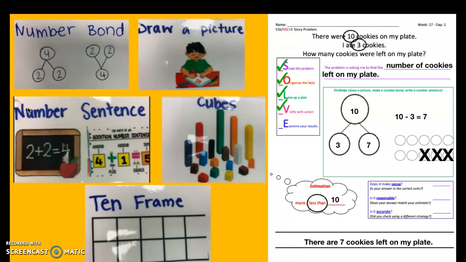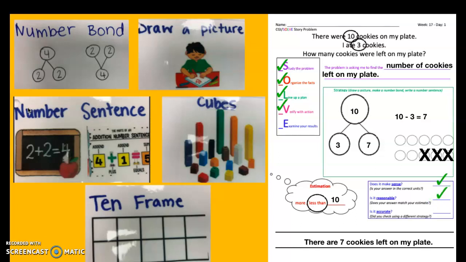So I'm going to go to the blue box down here, and I'm going to ask myself the following questions. Does it make sense? Does it make sense that I have 7 cookies left when I started with 10 and I took away 3? Yes, that does make sense. And it's in the correct units. I am still talking about cookies. Is it reasonable? Let's go back to the estimate. Is my answer less than 10? Yes, 7 is less than 10. My answer is reasonable.